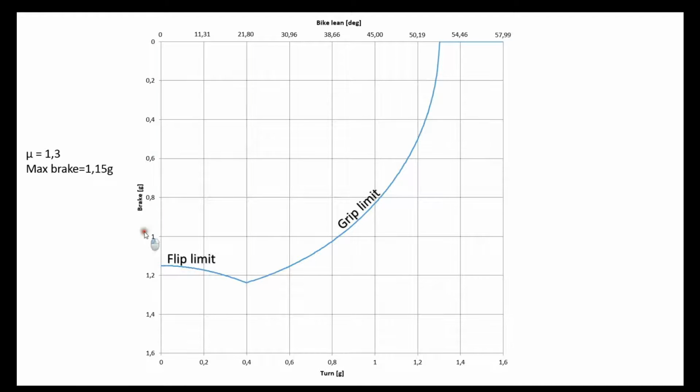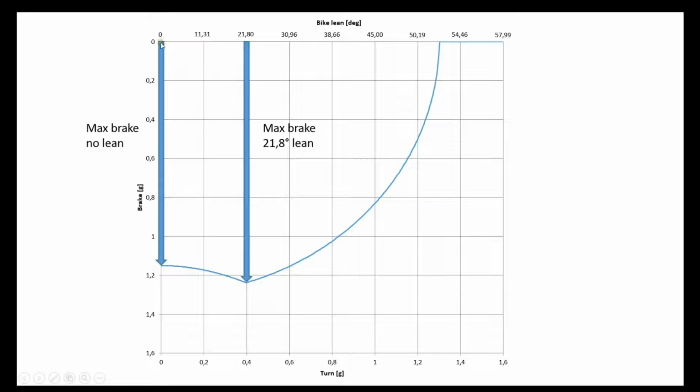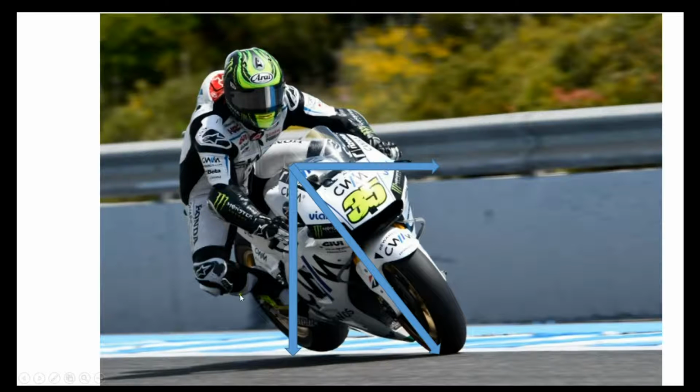So when you're braking with no lean, the first limit you will touch is the flip limit. But if you start turning a little bit, the bike will lean and the flip limit will become less severe, and the most braking you can do is exactly when the flip limit touches the grip limit. I will explain why. It's easy to understand with this picture.